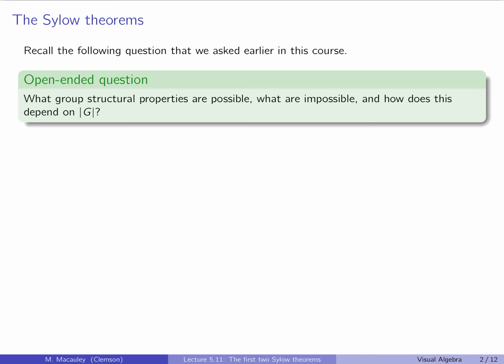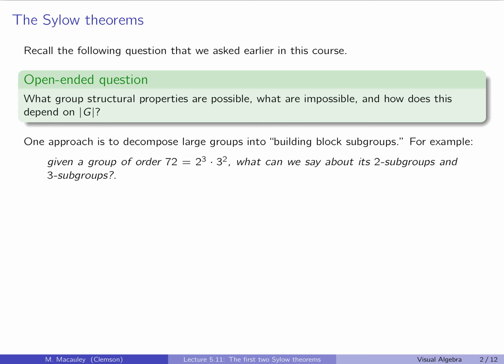Let's start by recalling an open-ended question that we asked earlier in this course. It was at the end of chapter 2. I asked what group structural properties are possible and what are impossible, and how does this depend on the order of G? One approach to this is to decompose large groups into so-called building block subgroups. For example, given a group of order 72, which is 8 times 9, what can we say about its 2-subgroups and its 3-subgroups, that is p-subgroups for the various primes?